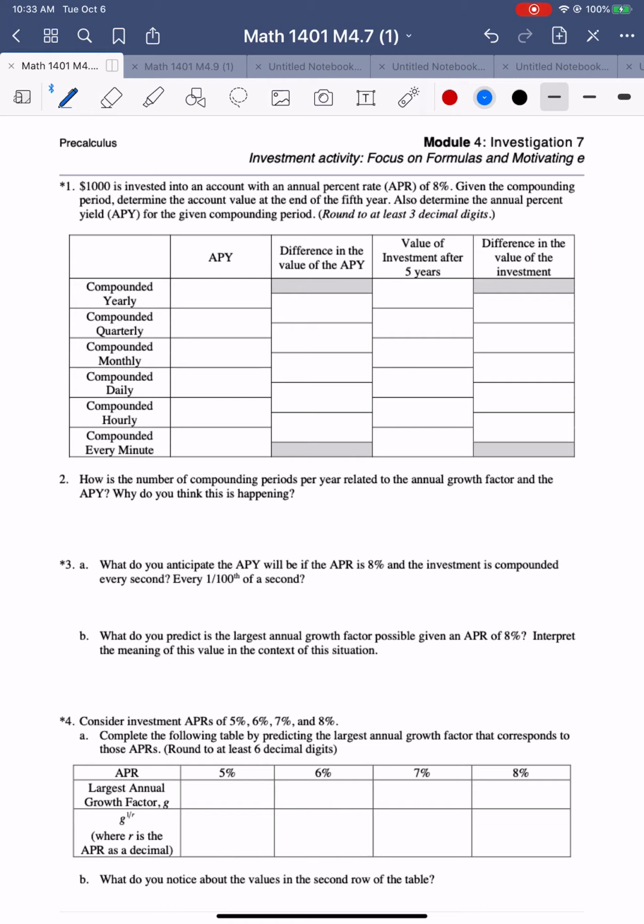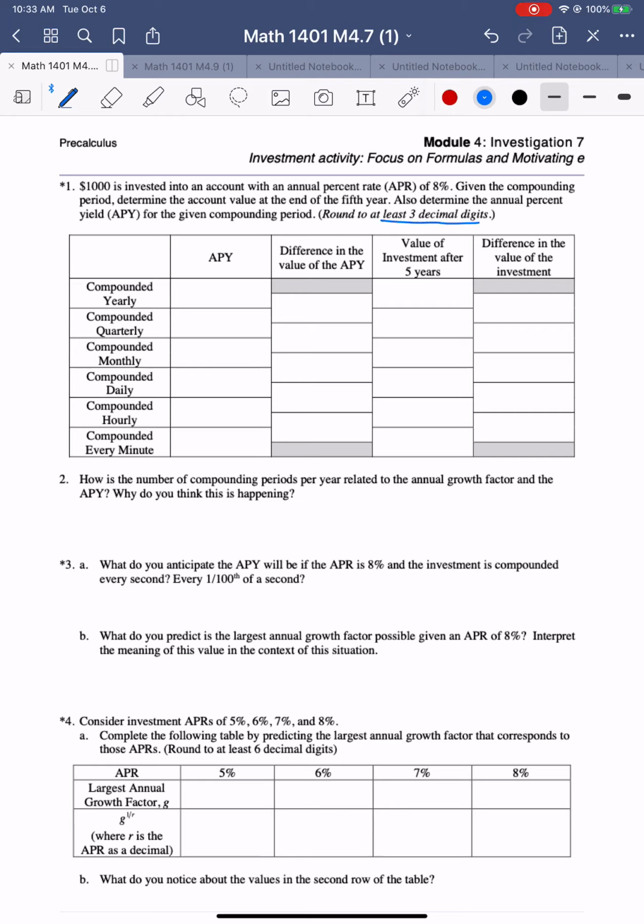So $1,000 is invested into an account with an annual percent rate, APR, of 8%. Given the compounding period, determine the account value at the end of the fifth year. Also determine the annual percent yield, APY, for the given compounding period. Round to at least 3 decimal places.